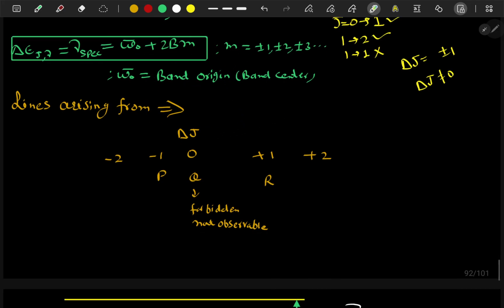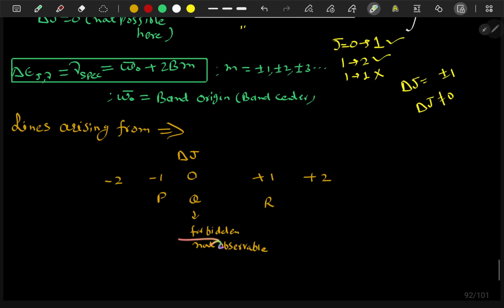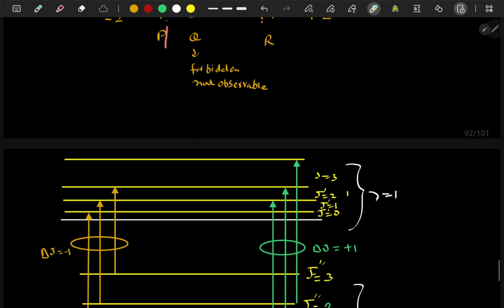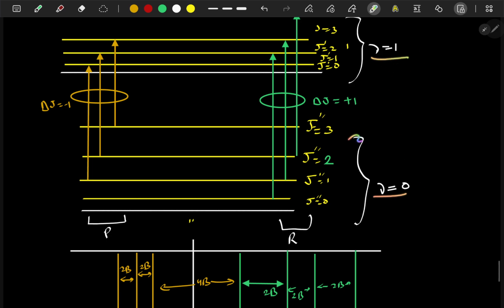Now what will the lines be? Δ is 0, plus 1, plus 2, minus 1, minus 2. For 0 it is the Q line, which is forbidden here, and then P with Δ = minus 1, minus 2. Δ equal to minus 1 is for P, and Δ equal to plus 1 is for R. Now m equal to 0 and m equal to 1.